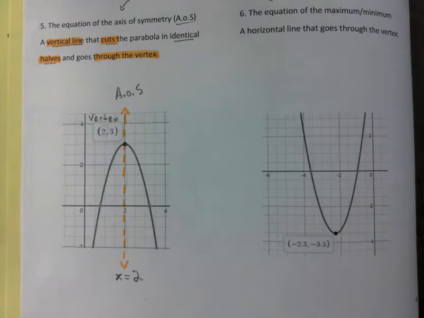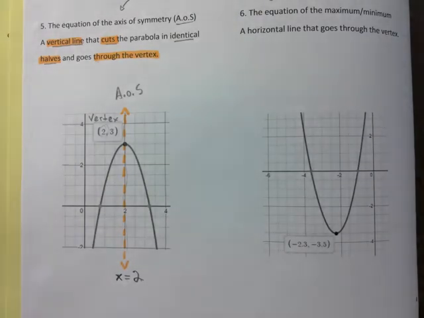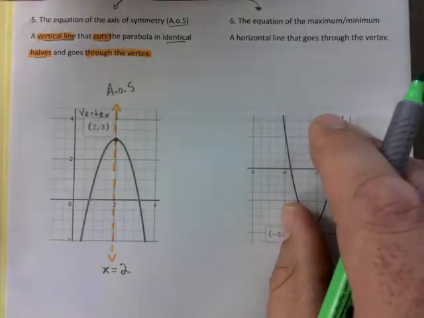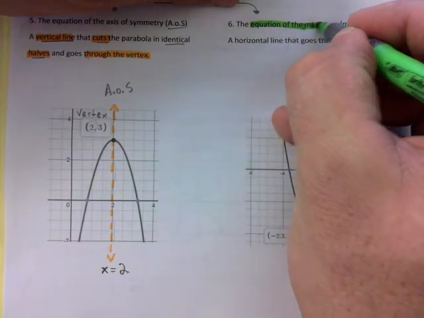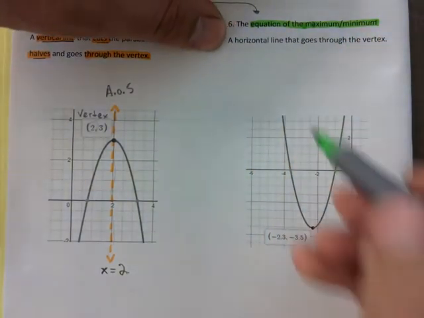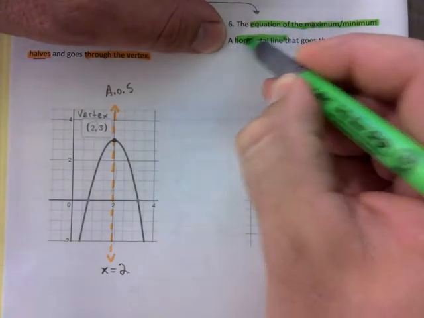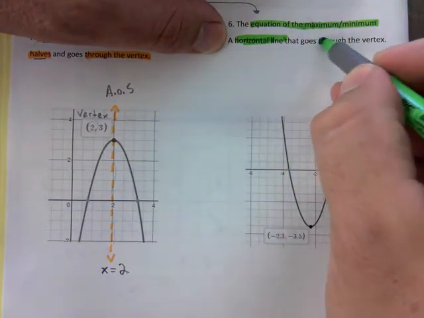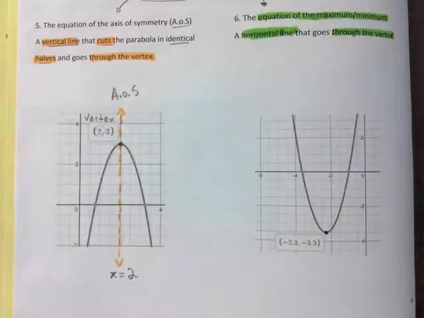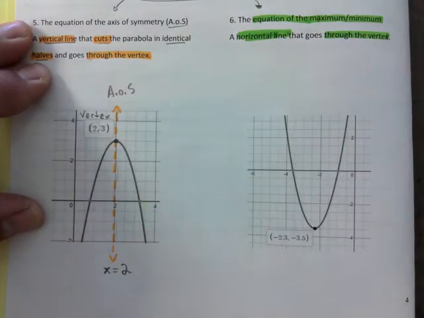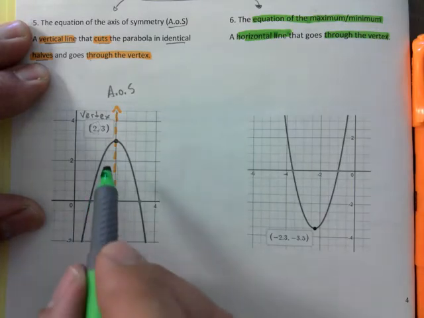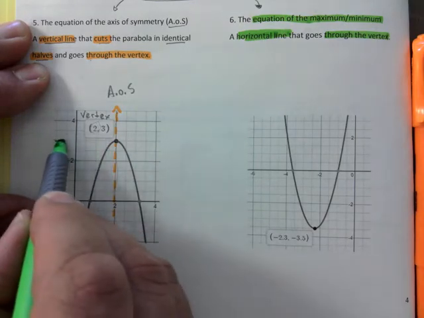And I will use a different highlighter for the other thing that it tells you. The equation of the max and the min. And it's a horizontal line that goes through the vertex as well. And watch what this does. It's different than the axis of symmetry. It goes horizontally like this.